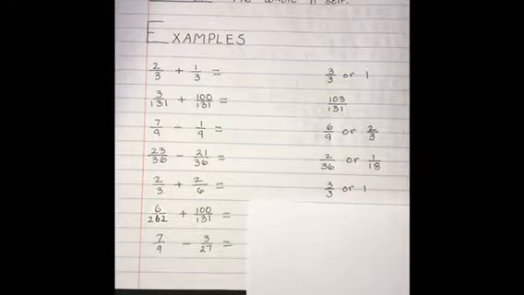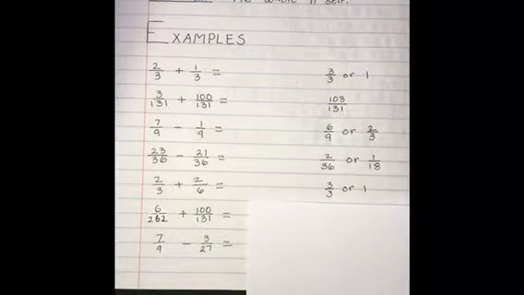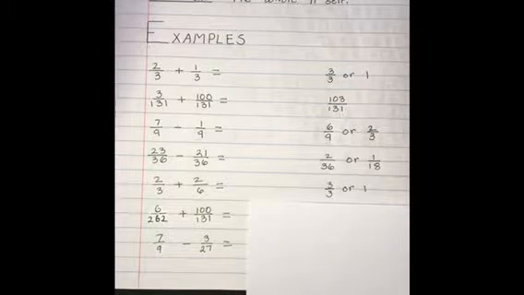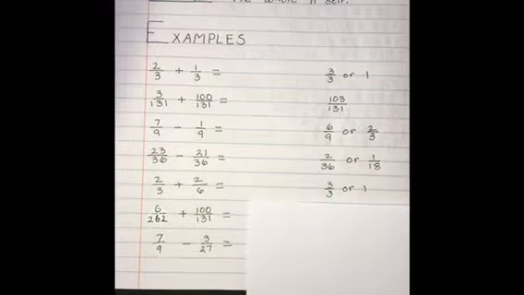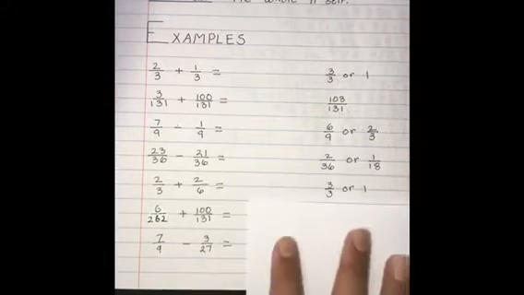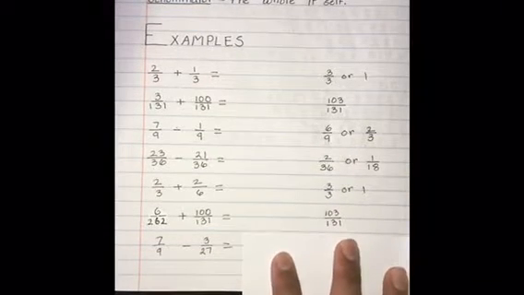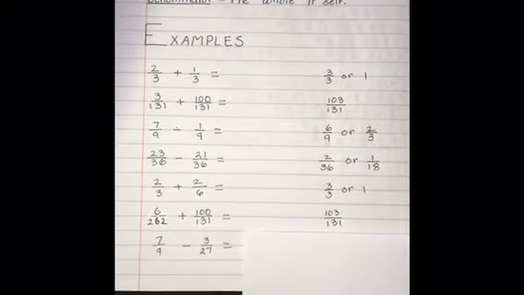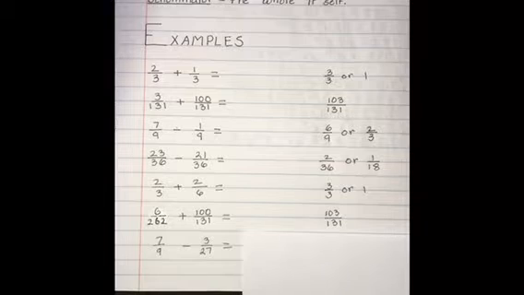Next, we have 6 over 262 plus 100 over 131. Once again, if you convert the 100 over 131 into 200 over 262, you should get 206 over 262, or you could get 103 over 131. Now you can sense this pattern. I'm copying the first 3 examples and just changing them a little bit.